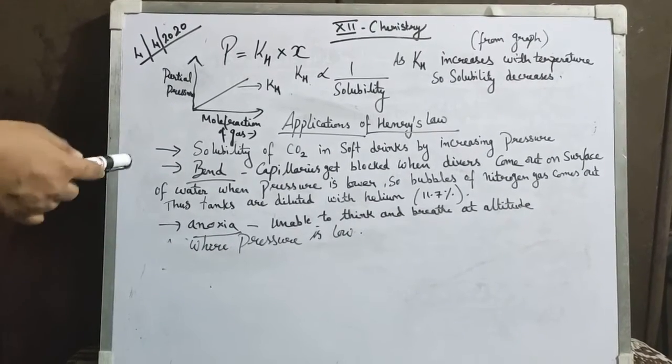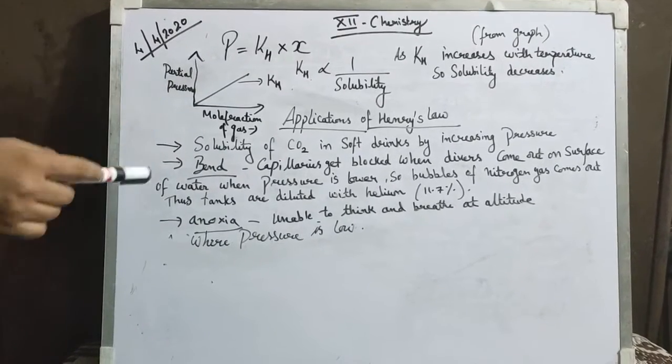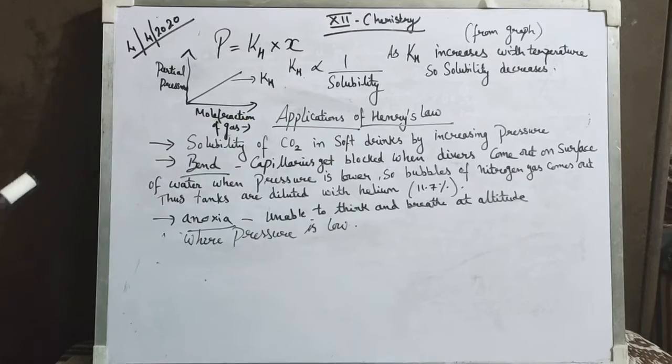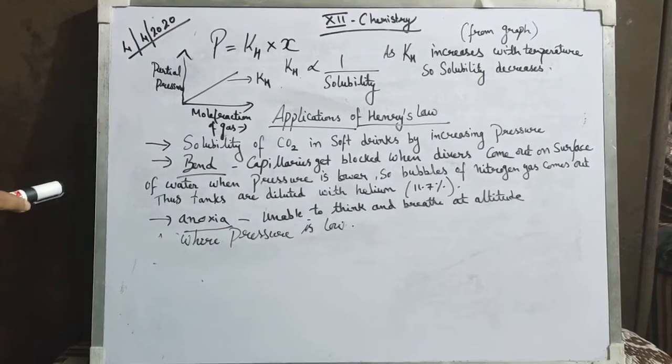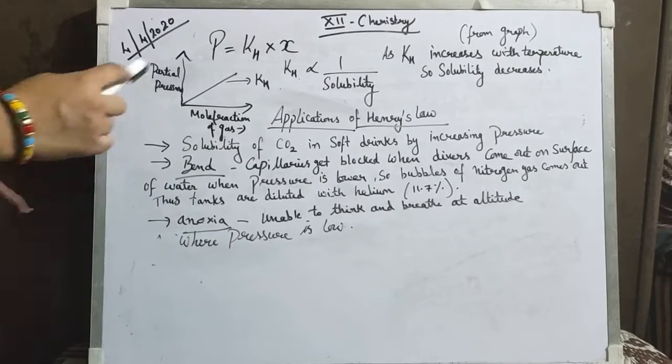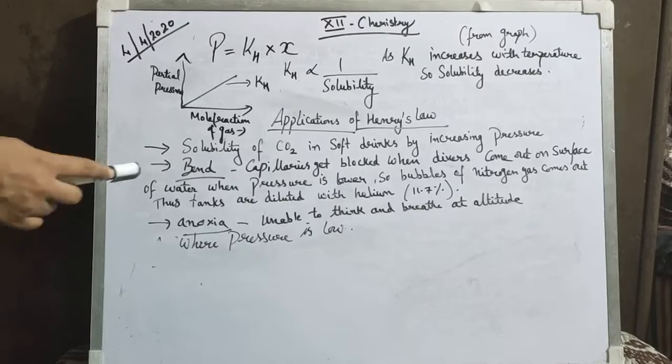So that's why the tanks that scuba divers carry with them contain some minimum amount of helium, that is 11.7%, mixed in to dilute it apart from other gases, so that this capillary blocking doesn't happen whenever they go inside the water, right?